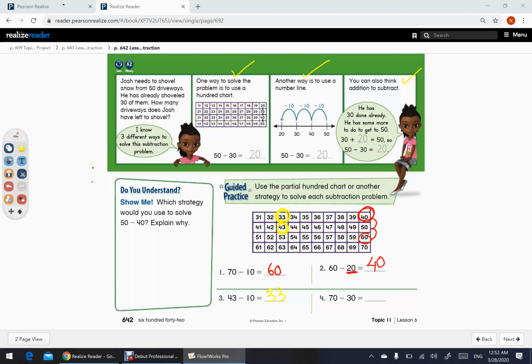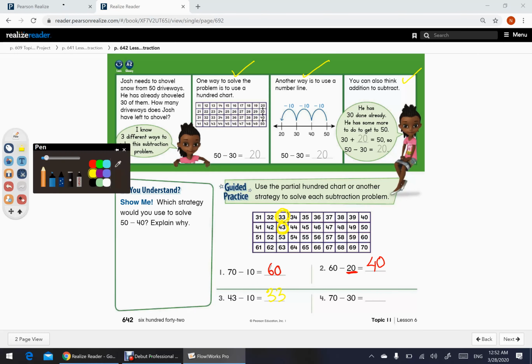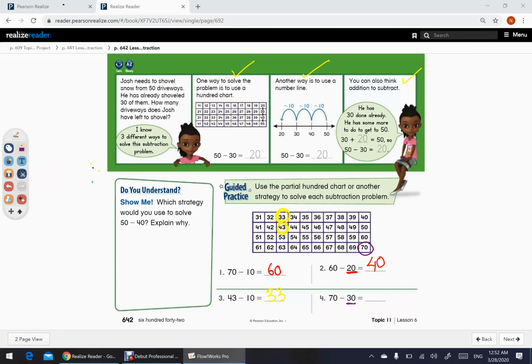70 minus 30. So here, I will start from 70 minus 30. I know that 30 is same like 3 tenths. So it means I will move up how many times? Good job. I will move up 3 times. So 1, 2, 3. 70 minus 30 gives me, excellent, 40.